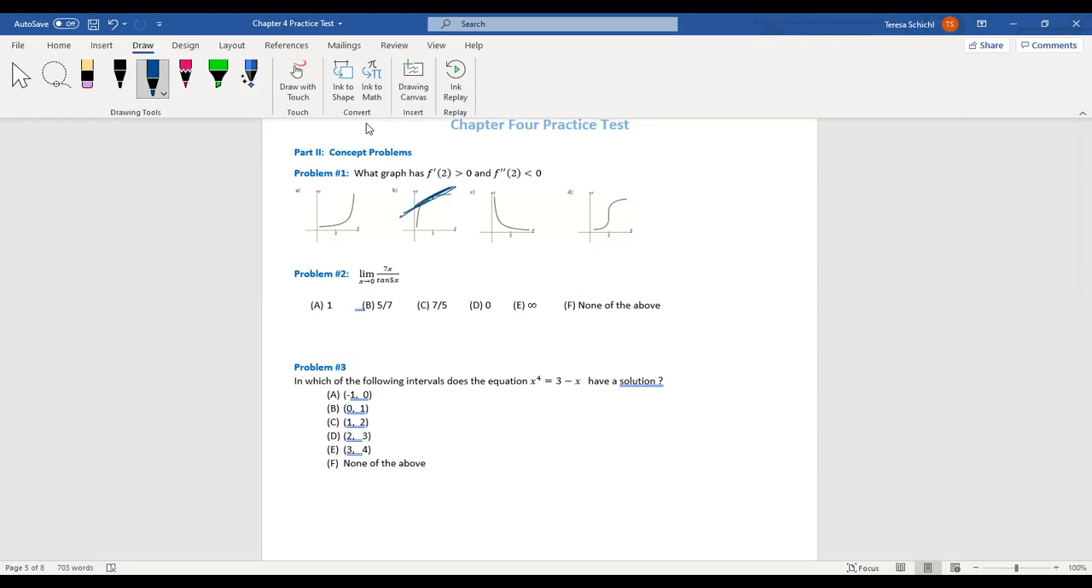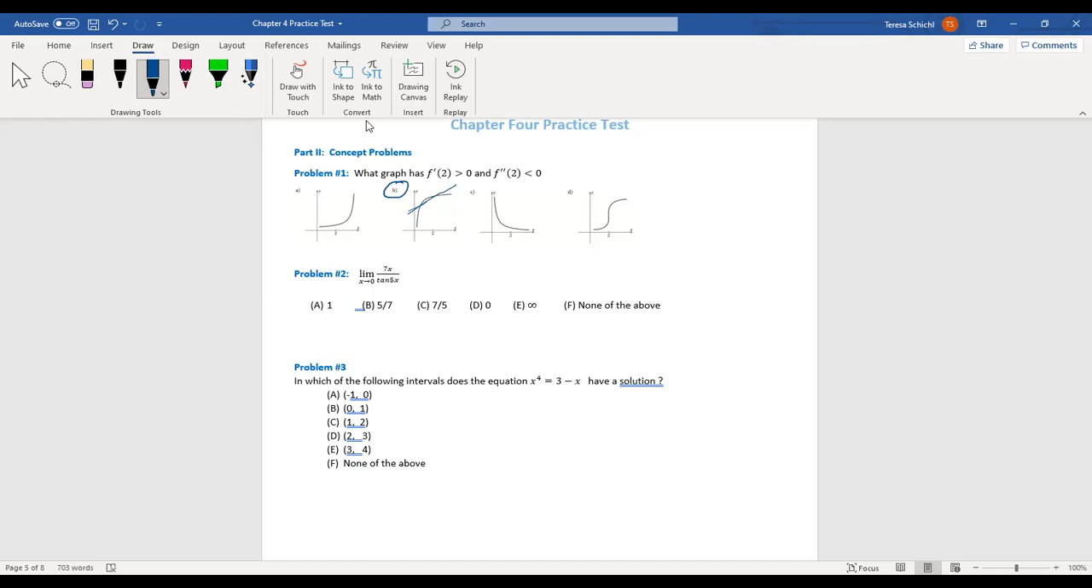Here we have a positive slope of the tangent line at x equals 2, and it is also concave down there. So I think the answer is B.